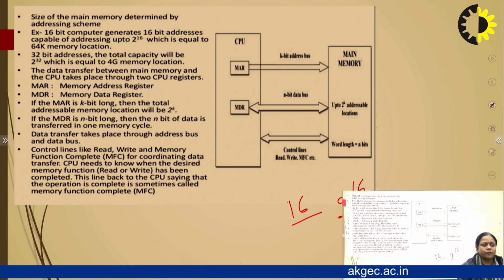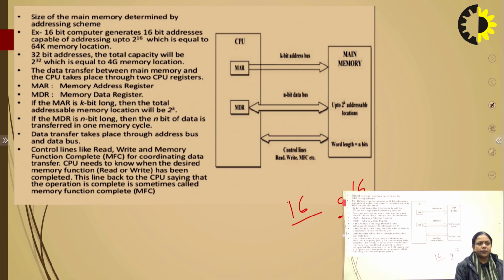For example, if we have 32-bit addresses, the total capacity will be 2 raised to the power 32, which is equal to 4G memory locations. So these are the number of locations or number of words in the memory. The data transfer between main memory and the CPU takes place through two CPU registers. First one is the MAR. MAR is the memory address register, where we have the address of the memory.